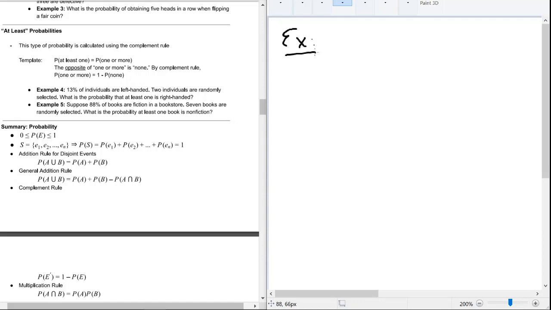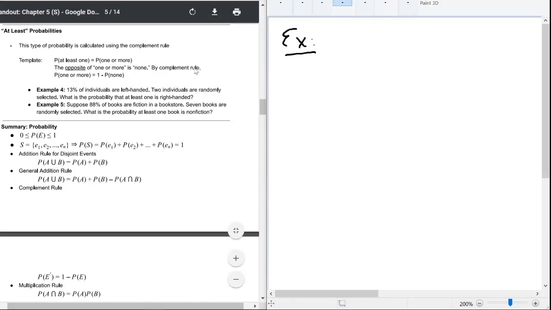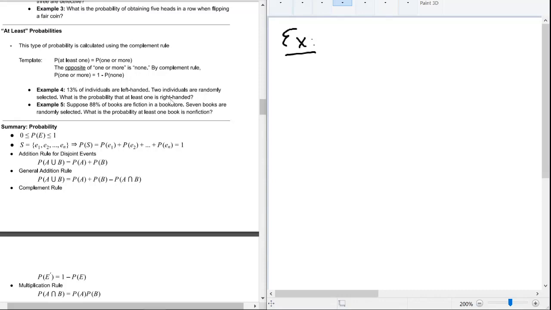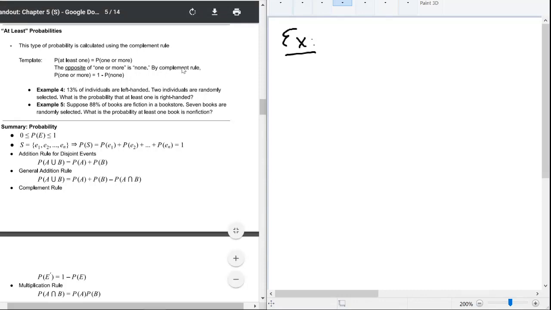13% of individuals are left-handed. 2 individuals are randomly selected. What is the probability that at least one person is right-handed? Okay. So here we see the word at least. Not only that, they're giving us opposite information. Here we have information on left-handed, and then we have the final answer looking for right-handed, right? So they're kind of giving us a hint that we need to use opposite or complement rule somewhere in here. Okay, but the keyword at least will require the complement rule.